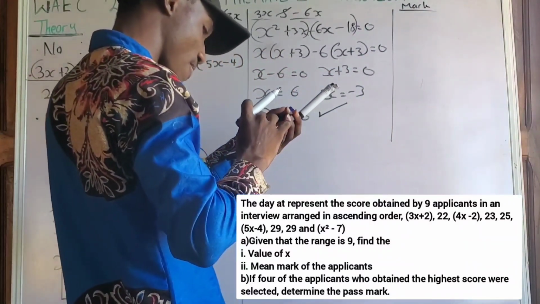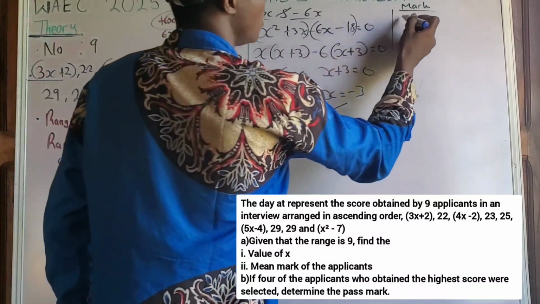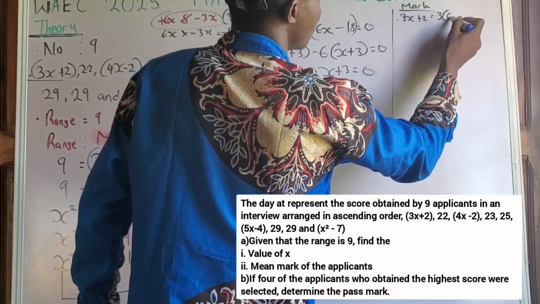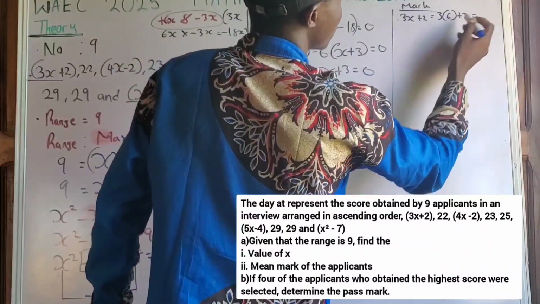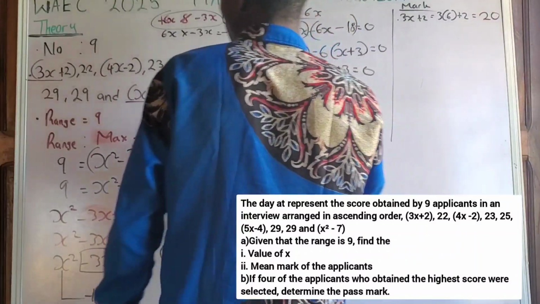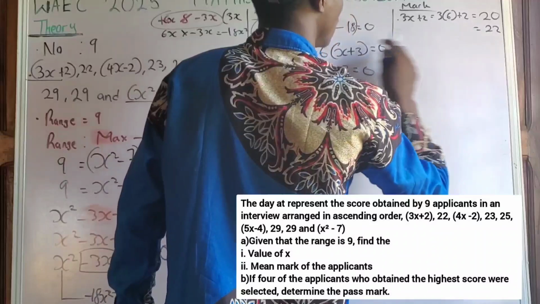Okay, the mean mark of the applicant. 3x plus 2 will be 3 times 6 plus 2. That is 6 times 3 is 18, 18 plus 2 is 20. That is 20. Okay? The second one is 22, so there is no need.